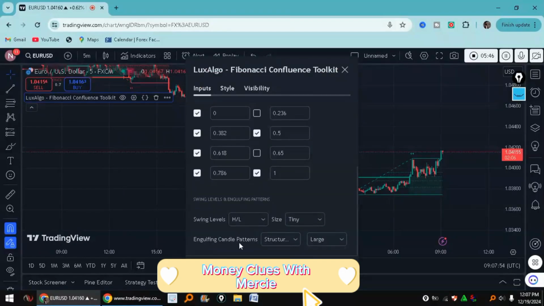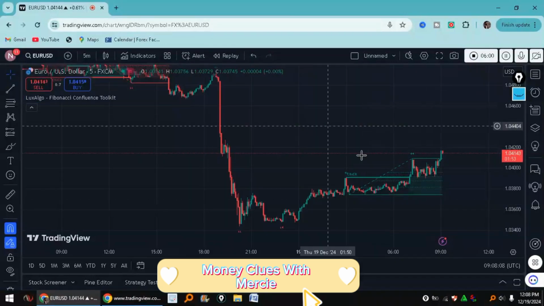And engulfing candlestick pattern, it is important, make it structured, and as well you can choose it to be large as well. Okay, so all these settings are going to work best for you. Once you do like that, guys, click on OK. This is basically what you're going to see.